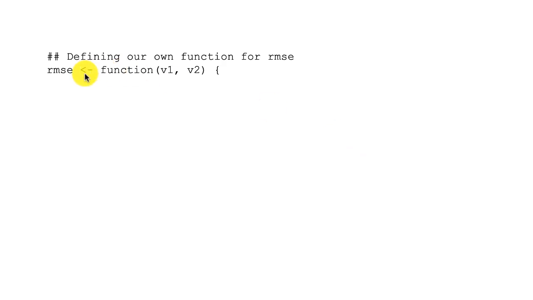So for example, I'm saying RMSE is a function. That's something new. You have not looked at it before. This is how you create a user-defined function in R, right? So you say function, and within parentheses, you indicate the arguments that the function is going to take. In this case, the arguments are going to be two vectors, v1 and v2. One contains the actual values, the other contains the predicted values.